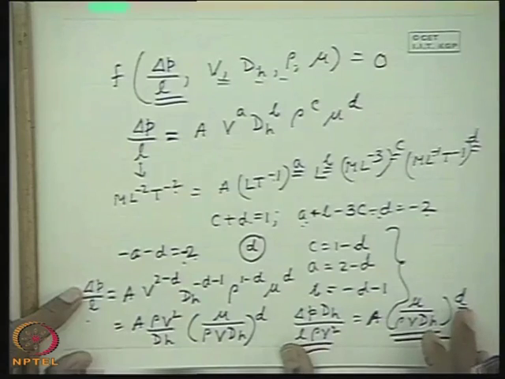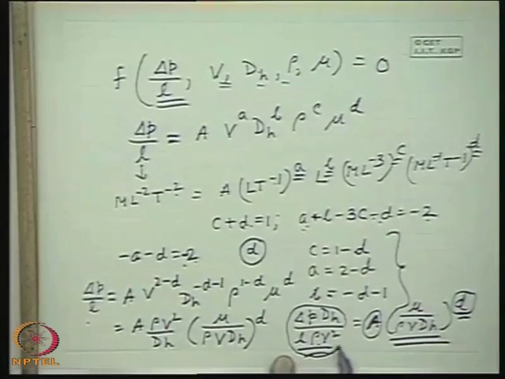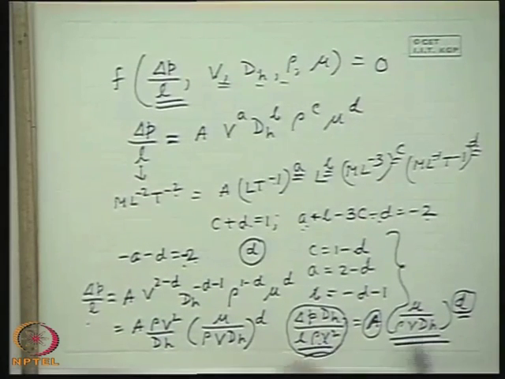That means I can recognize the dimensionless terms, but these a and d values I do not know. I do not know the explicit form. This has to be found only from experiments or from theory. But I know that delta P dH by L rho V square is one variable in dimensionless form, which is the dependent variable, and the independent variable is mu by rho V dH.